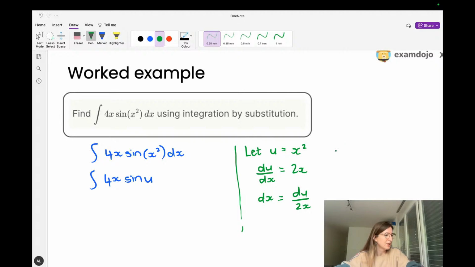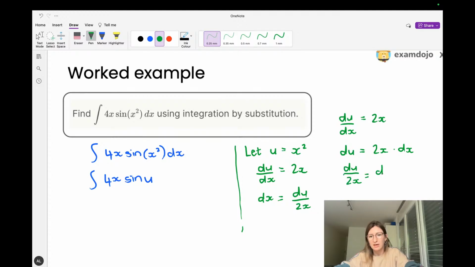I may have done that a little too quickly, so let me just take it up here and show you in case that made no sense. So I have du by dx is 2x, and now I want to get dx on its own. In order to get dx on its own, I'm going to multiply by it on the other side. And then I still want to get dx on its own, so I've got to divide by 2x on this side. So I get du divided by 2x equals dx. So now I've got dx on its own.